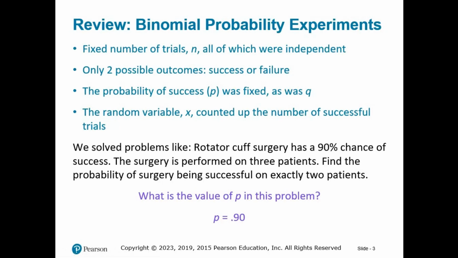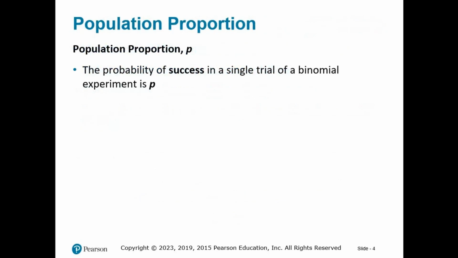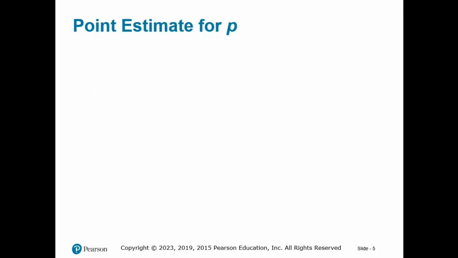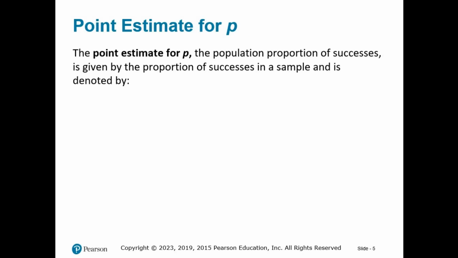So how did they get this value? How did we know that the proportion of successes, this population proportion P, was 0.9? First of all, we want to identify this variable. The probability of success in a single trial of a binomial experiment is P, the population proportion. Well, just like we used X bar from a large enough unbiased sample to best represent the population parameter mu, in this case, we also want to start with a point estimate for the population proportion P.